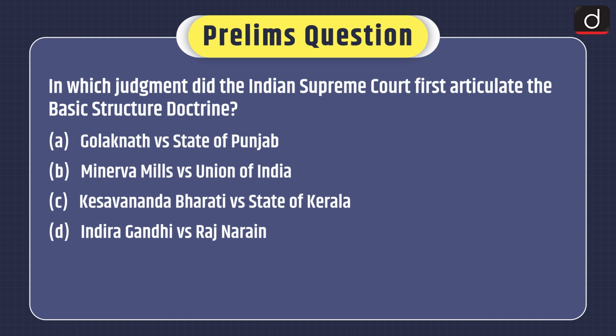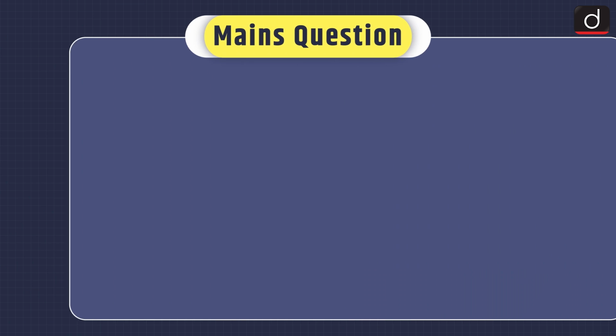Now it's time for the practice question. First of all, prelims question. In which judgment did the Indian Supreme Court first articulate the basic structure doctrine? Golaknath versus State of Punjab, Minerva Mills versus Union of India, Kesavananda Bharati versus State of Kerala, or Indira Gandhi versus Raj Narain? And now mains question.